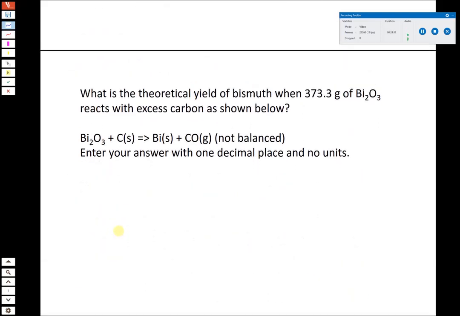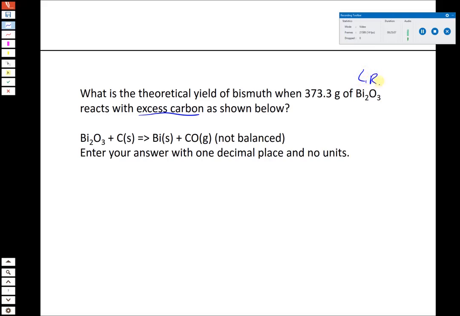All right, and then the last couple, I guess 3 or so we're going to do are all mass to mass now. So here we want to know the theoretical yield of bismuth when 373.3 grams of Bi2O3 reacts with excess carbon. So because we're told that it's excess carbon, we already know that Bi2O3 is the limiting reactant, so we don't have to do any steps to figure that out.